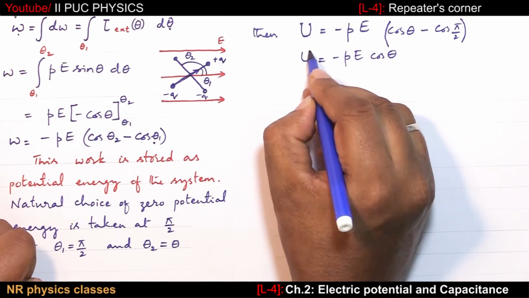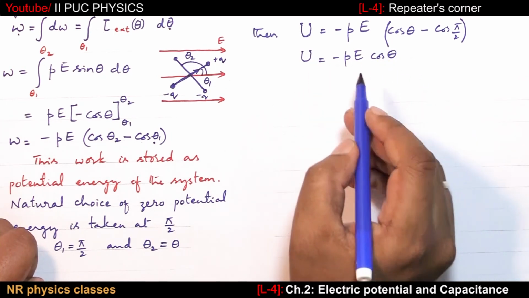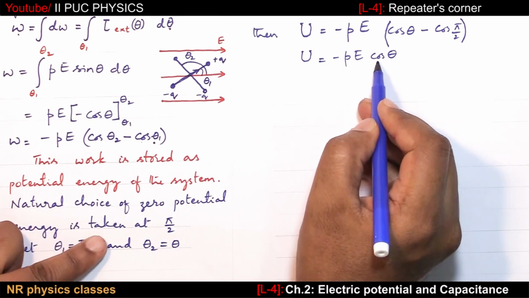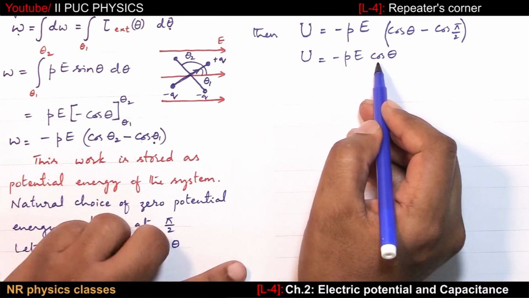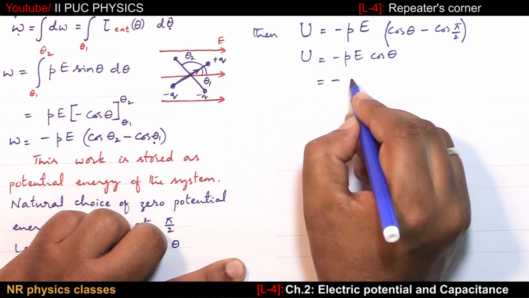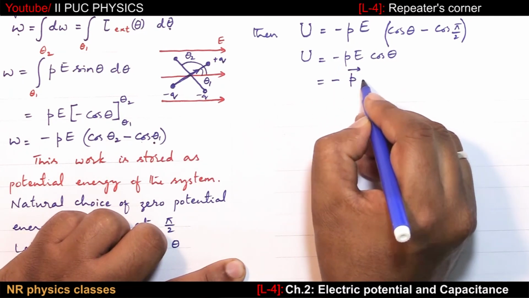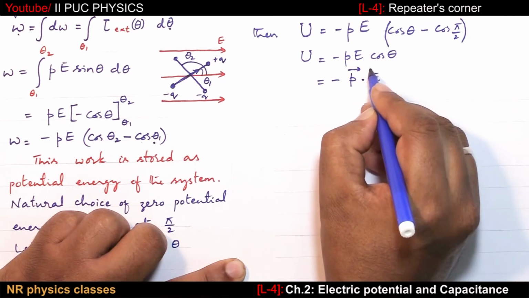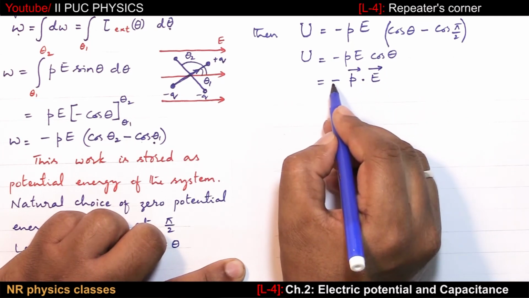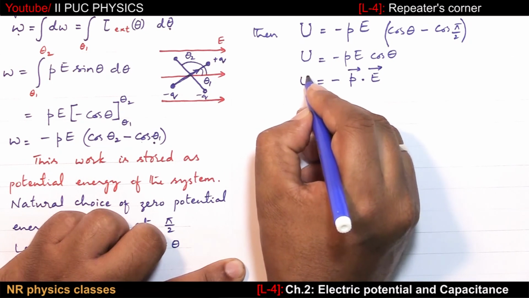Left hand side is a scalar quantity, potential energy, but right hand side has two vectors and angle between the vectors along with cos theta, which means this potential energy can be written as minus P dot E. So dot product of dipole moment and electric field along with negative sign is potential energy.